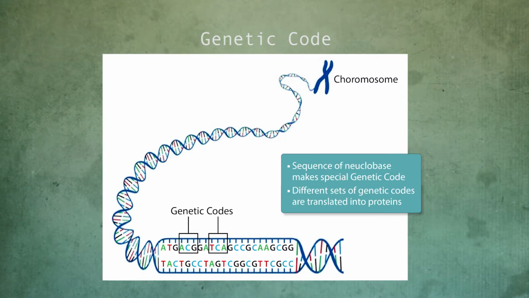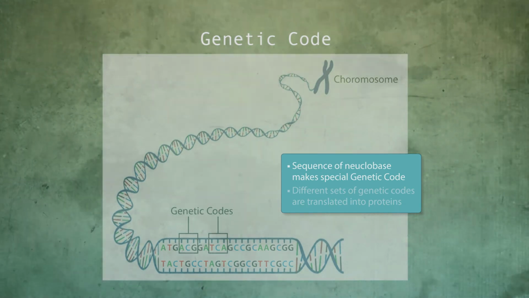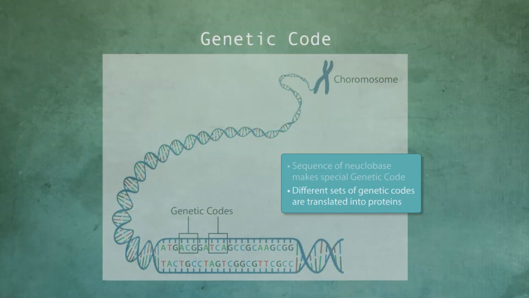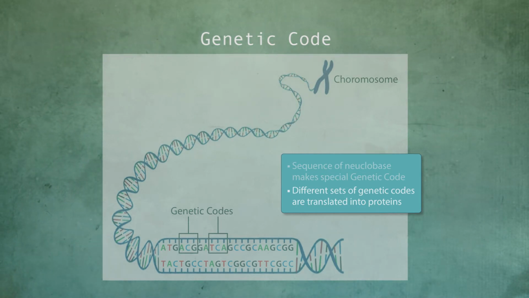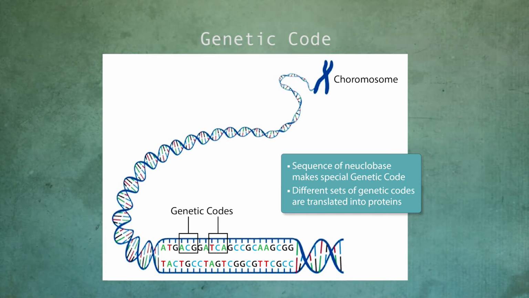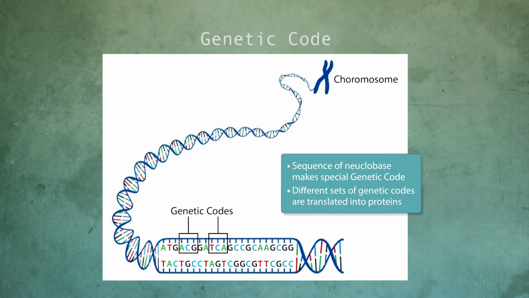What you must understand is that the sequence of nucleobases is very important because it determines the genetic code. Different sets of genetic code are translated into different proteins. These proteins are basic elements of your hair, nails, enzymes, hormones, muscles, cartilage, skin, blood, and many more. So, genetic codes are very important to determine who you are. Let us watch how our DNA and its genetic code function to produce protein.